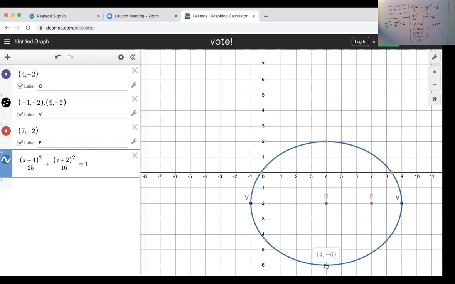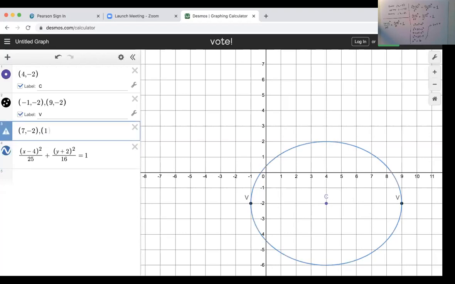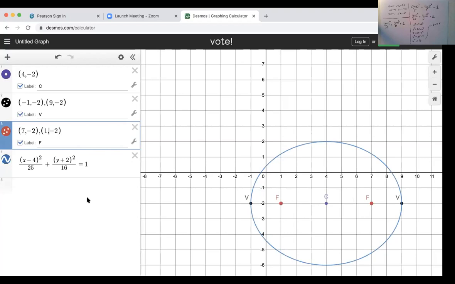There's your points on the minor axis, (4, -6) and (4, 2), if I had asked that. The length of the minor axis is 8. The length of the major axis is 10. The other focus would be back 3, 1, 2, 3. That would be at (1, -2), if you want to find the other focus as well. And we see that. We have our two foci, we have our center.